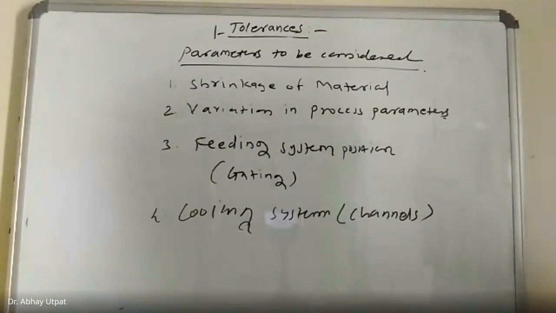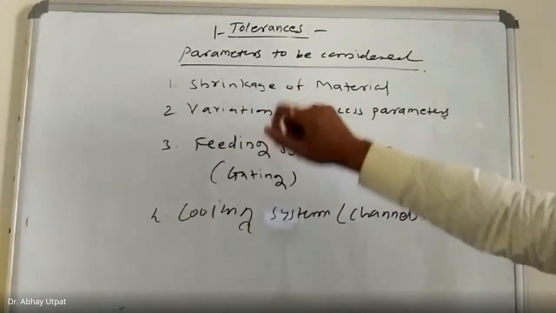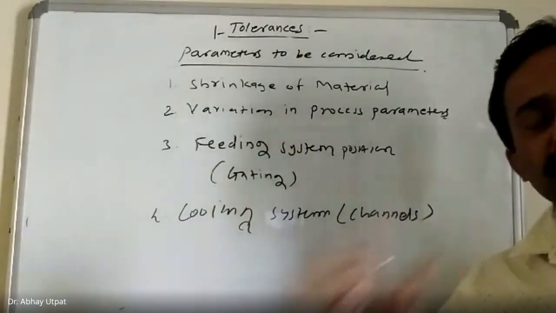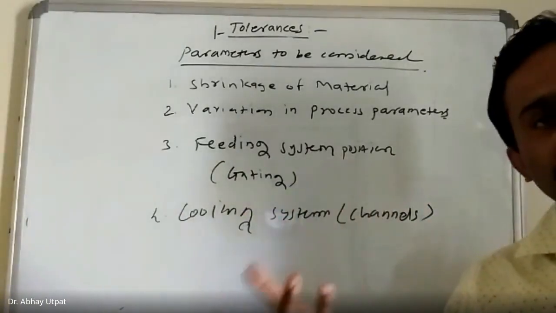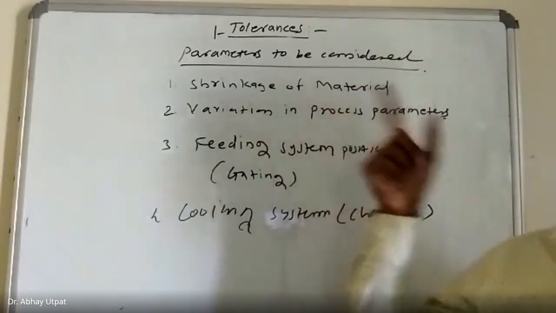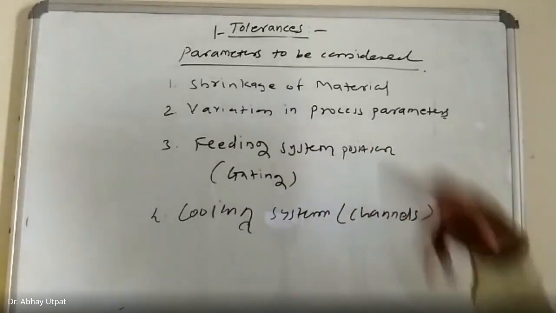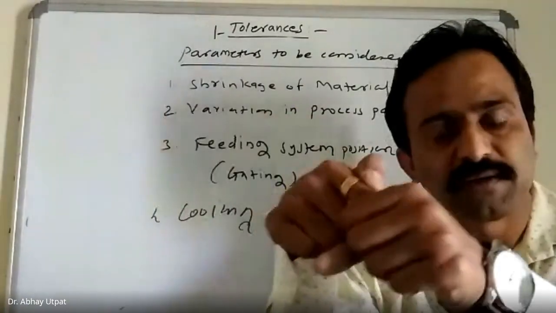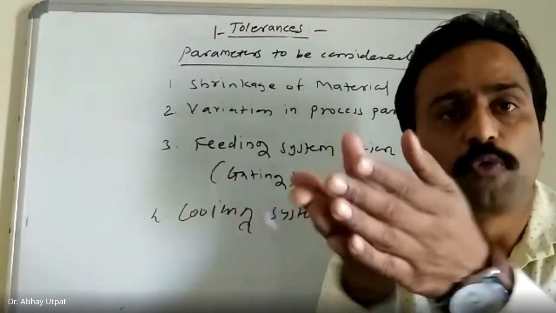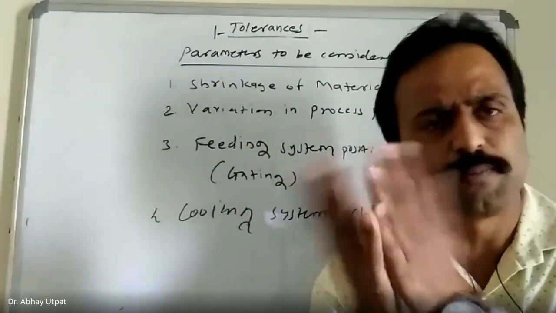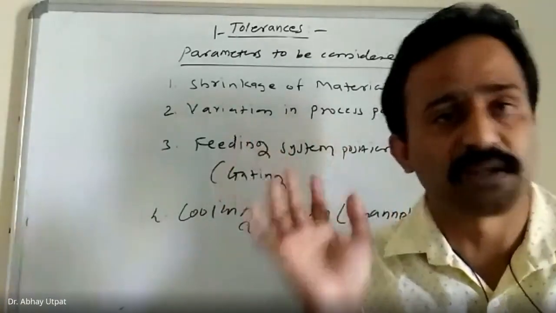Every plastic component has different tolerances because, see 1, 2, 3, 4. First one is shrinkage, and every material shrinks differently. Then process parameters may be different for different components. Feeding system position means from where you are going to inject the plastic, how it goes in the common way, that is runner, and how we insert it, because at a time you can manufacture 10 or 20 components or 4 components. So then gates and runners are required.